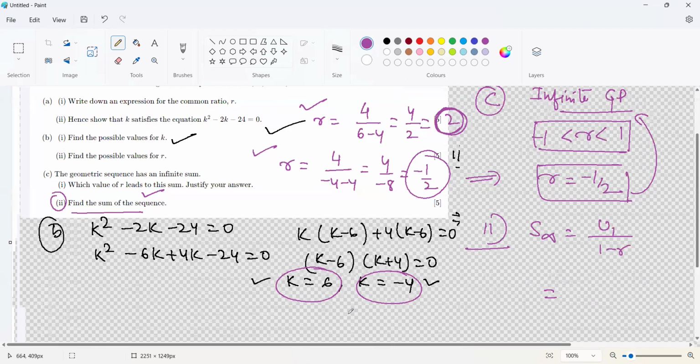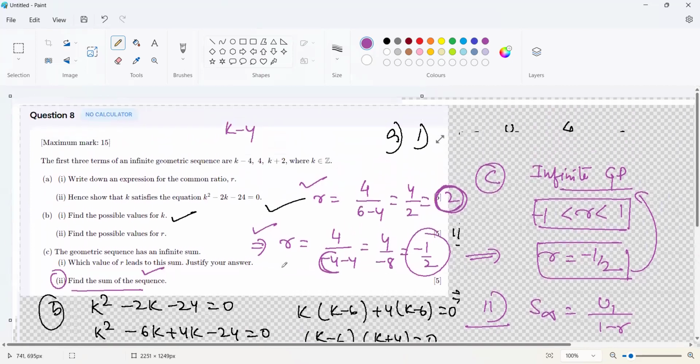So at which K value is the R value -1/2? For K value -4, the R value is -1/2. So I'll take K value -4 to get my first term, which is -8.